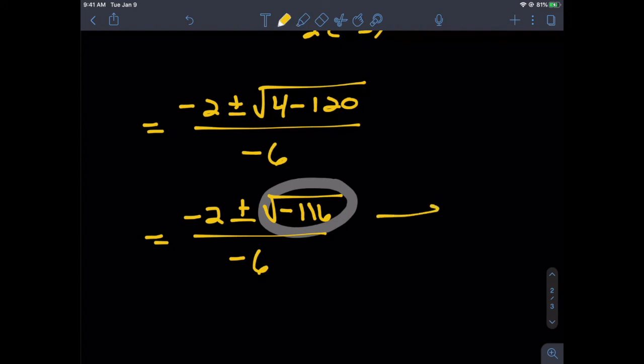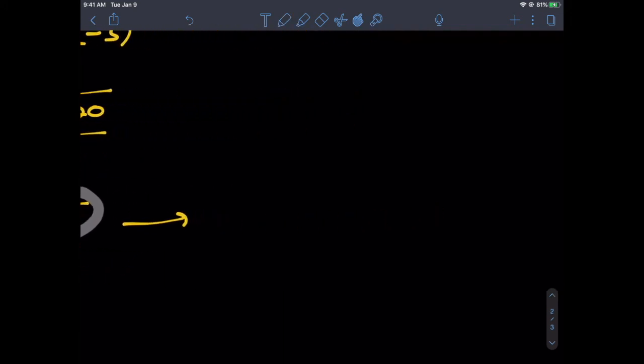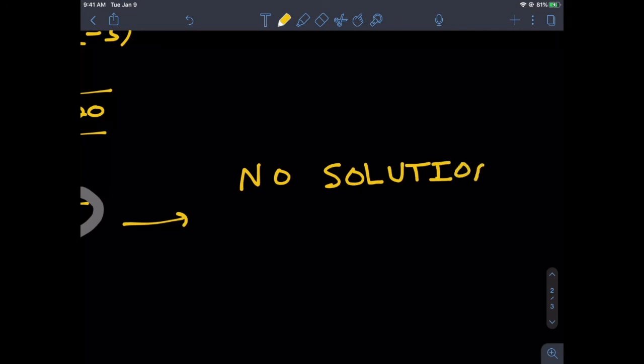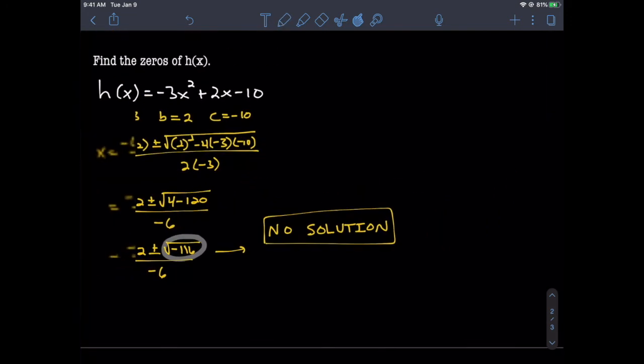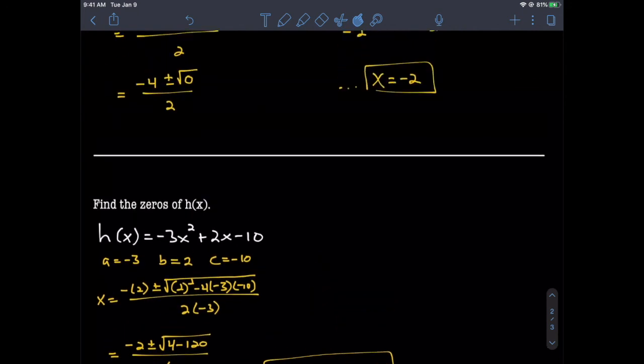And this leads us to the somewhat depressing conclusion that there are, you ready for this? No, I can feel your anticipation. No solutions. Boy, you kinda can't help but feel like we just wasted a lot of time, huh? But hey, sometimes that happens. You get a negative square root, no solution. And that should do it for today, folks.